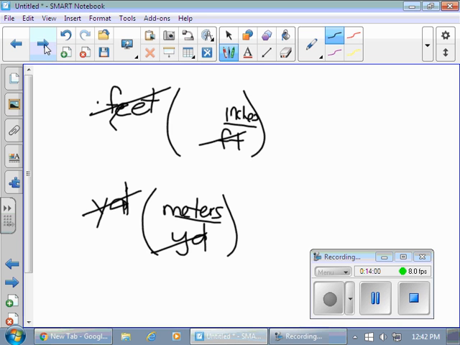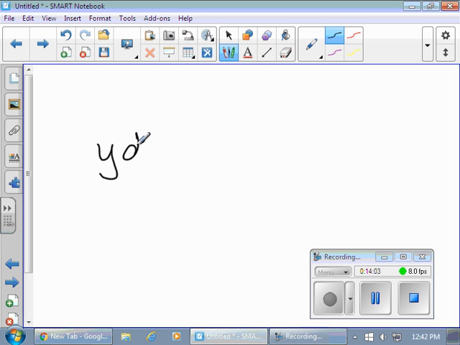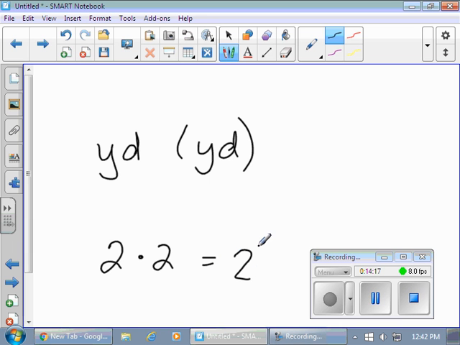Yeah, okay. Good question. What if I have a yard on top and I'm multiplying by a yard on top? You guys have kind of already done this. What happens when you have 2 times 2 and I ask you to use exponents? How do you write that? 2 to the second power, or 2 squared. Yes. 2 squared.